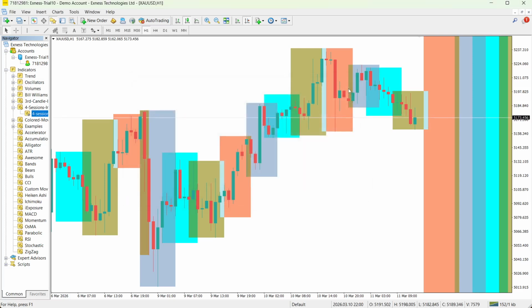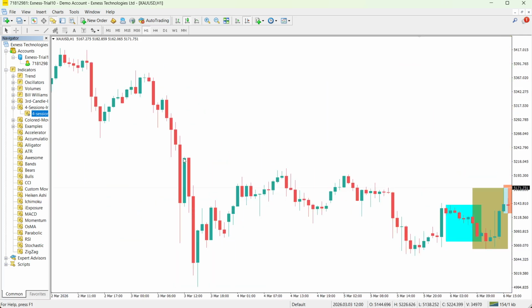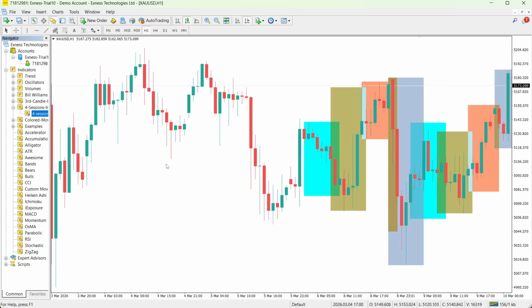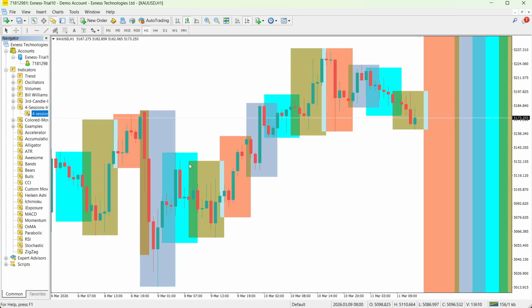As for who it is for, the 4 sessions indicator is designed for traders who care about which session they are trading in and want a clear visual map of active market hours directly on their MT4 charts. It is a visual timing tool only, does not execute trades, and while it can highlight when volume and volatility may typically be higher, it does not guarantee movements or direction in any individual session.